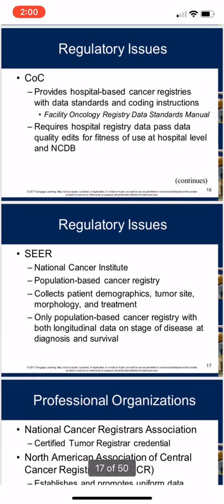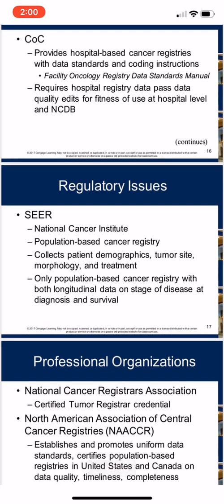Then we have SEER, S-E-E-R, which is the Surveillance, Epidemiology, and End Results Program. It's a population-based cancer registry that funds specific states, metropolitan areas, and native populations for data collection. It began collecting data in 1973 from a limited number of registries and continued to expand the number of registries to cover a greater percentage of different demographics.